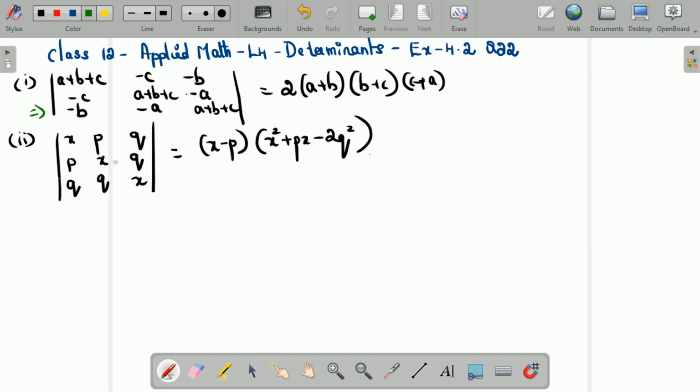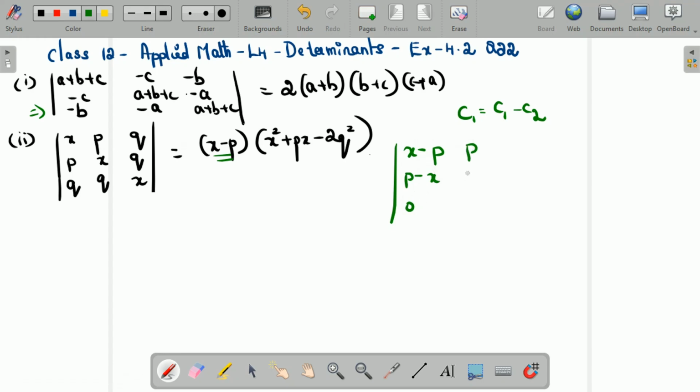This particular determinant, we are supposed to prove equals (x minus p) into (x squared plus px minus 2q squared). So let's start with the first transformation. C1 is equal to C1 minus C2. Why particularly? Because I want this x minus p happening. So let's see what modification. First column will be x minus the second column, so it is going to be x minus p. Here there is a p minus x. As far as the last entry, it is 0.